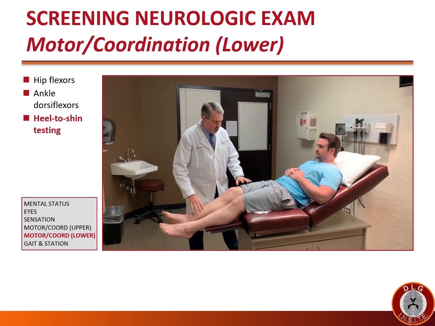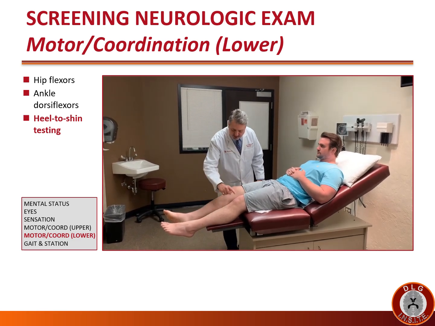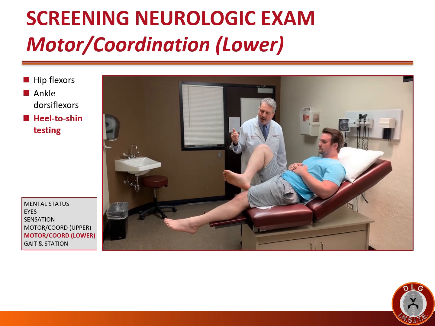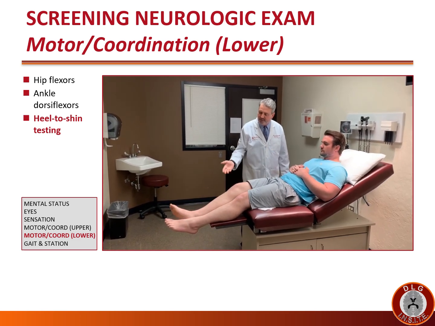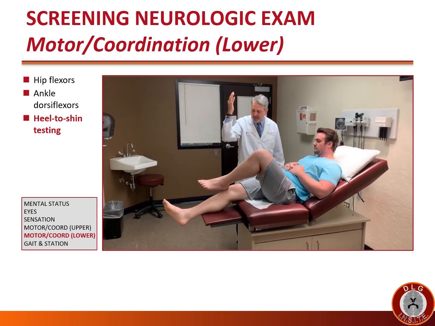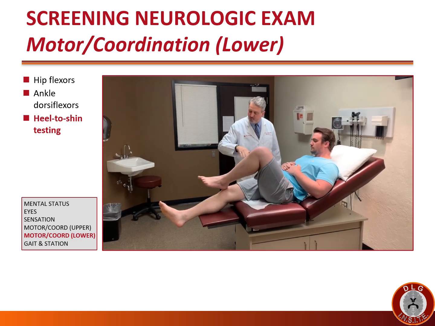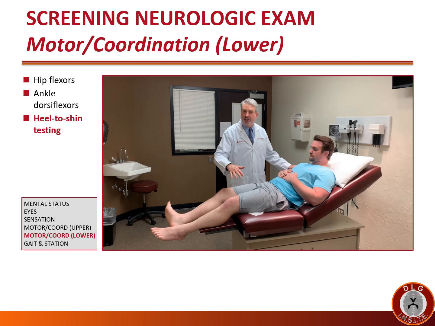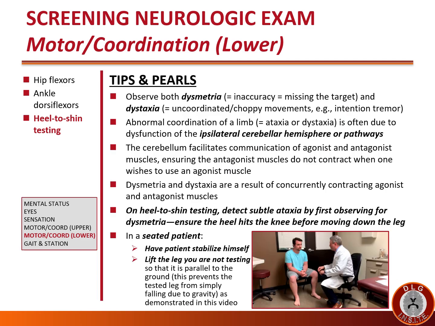You ready? Okay, now, with this heel, touch up in the air, heel and knee, run it down the shin. And you see it's smooth and hits the target. Okay, put it down. Now the other leg, up in the air, now on the knee, and look, it hit the knee perfectly, and then it went down smoothly on the target. Normal heel to shin testing, normal cerebellar function, normal coordination in the legs.